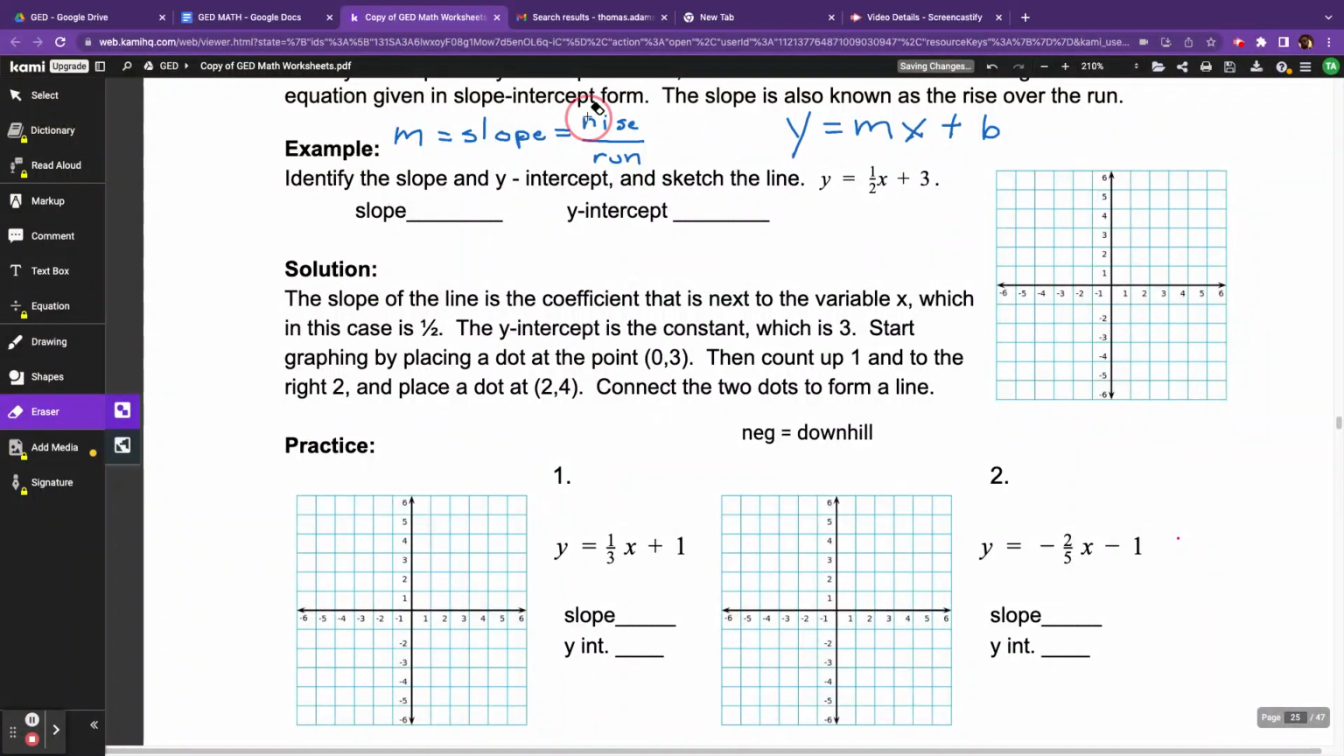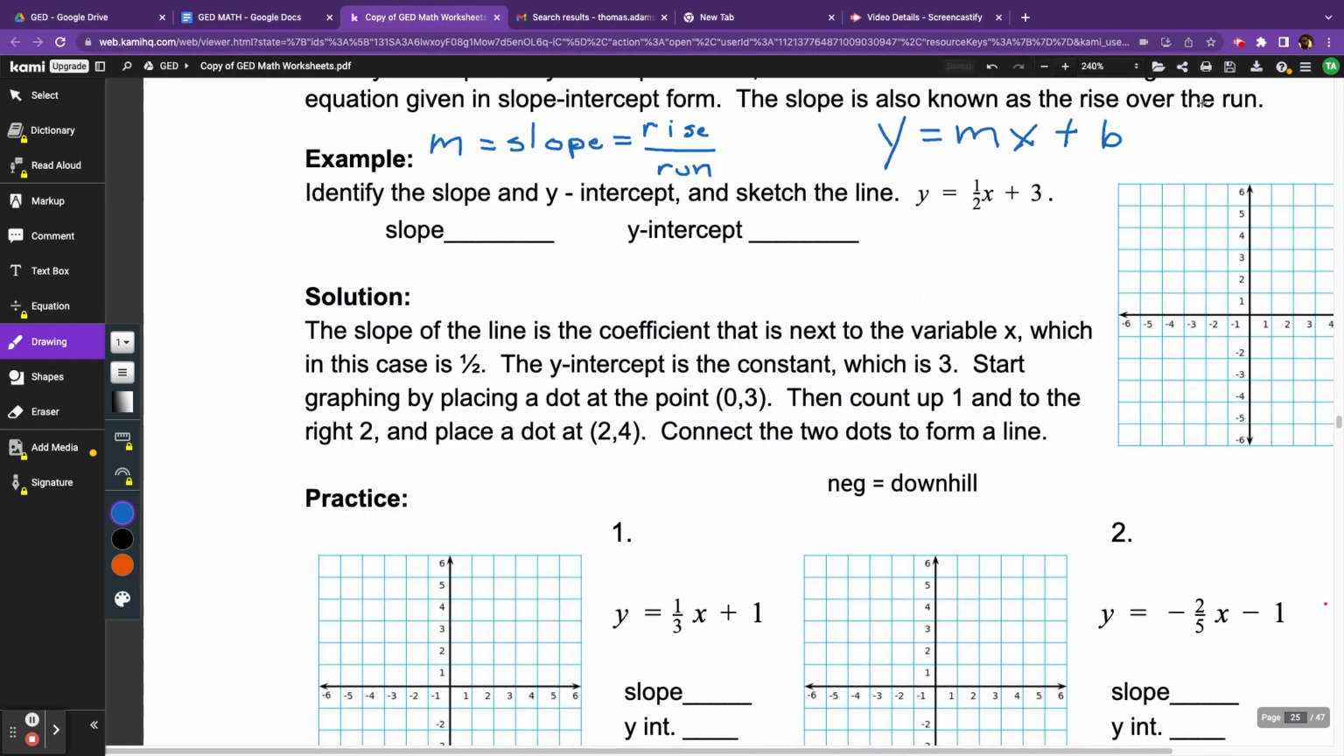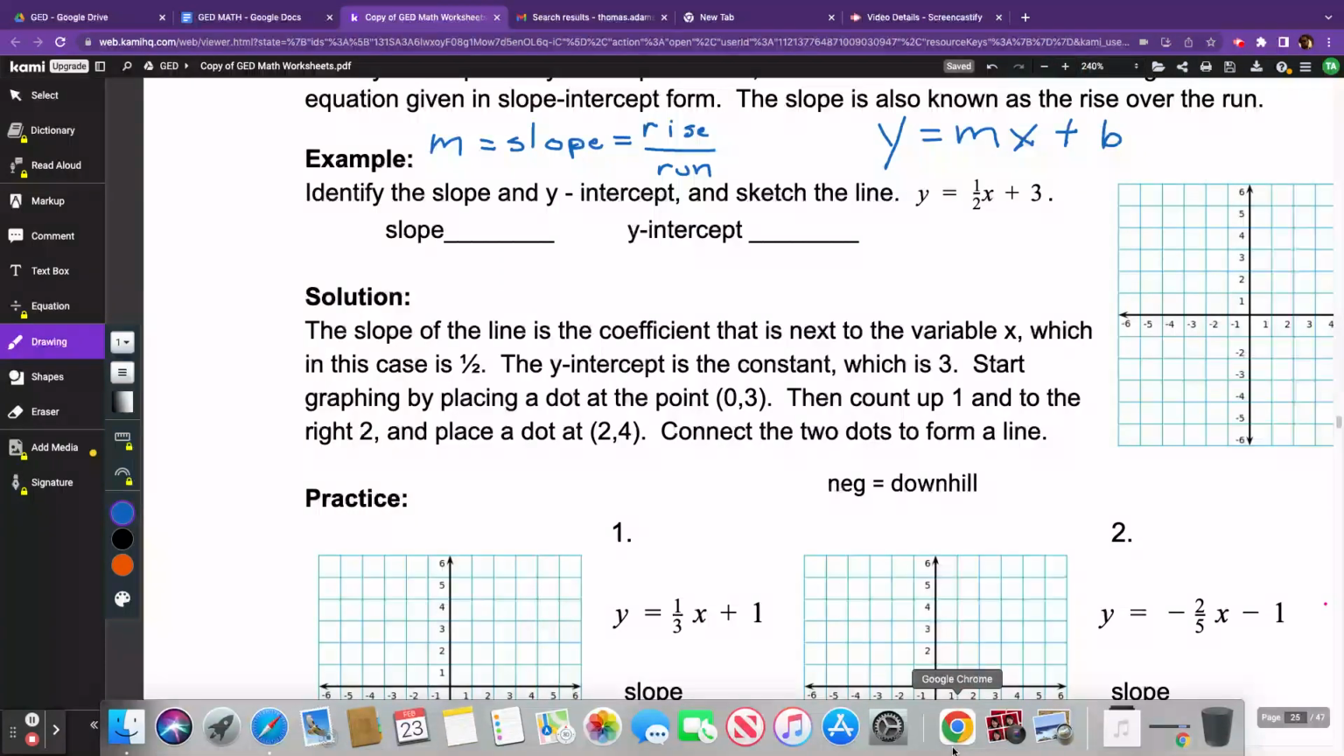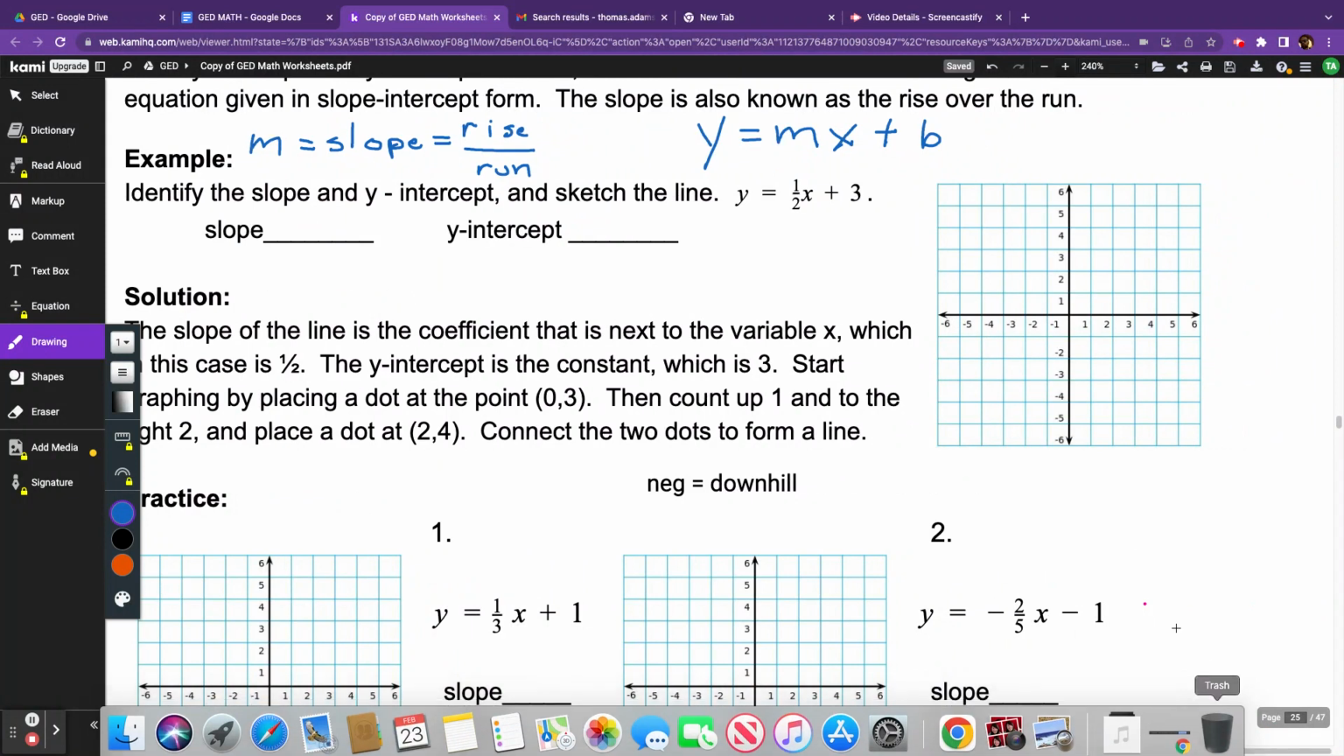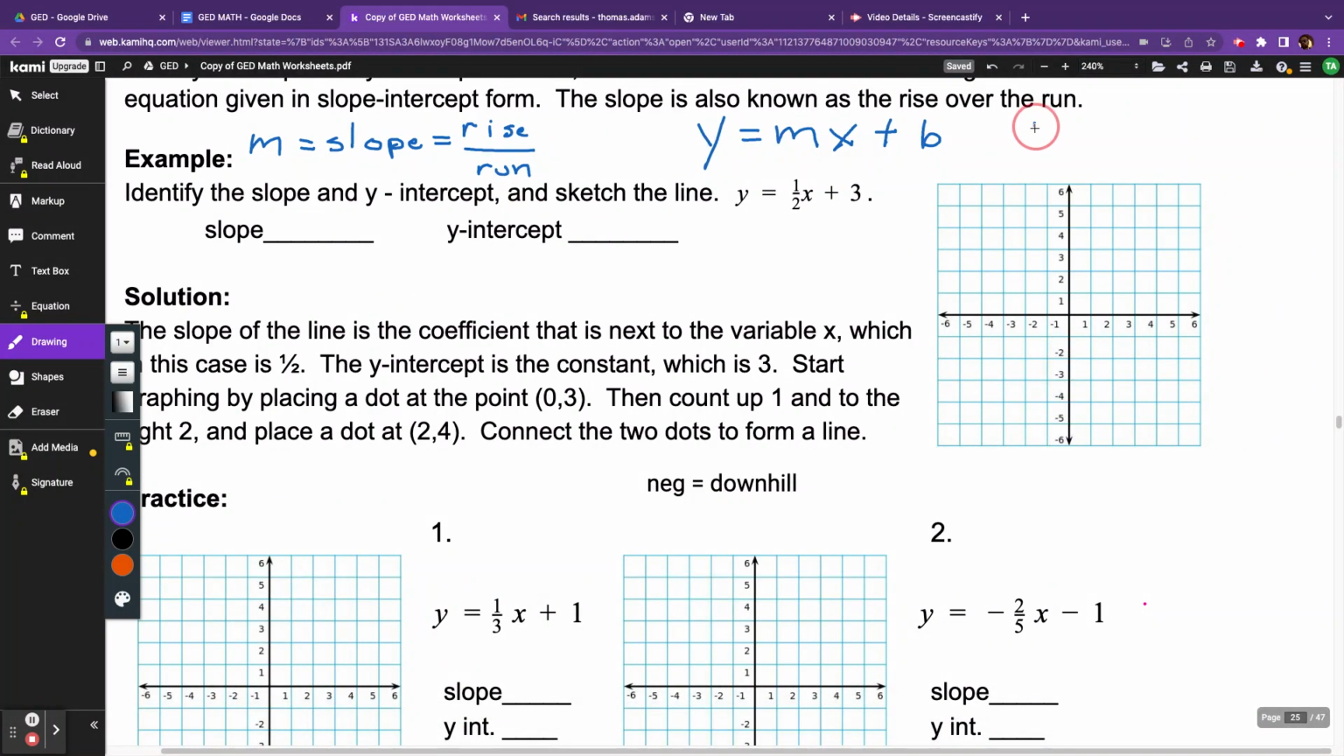So just kind of jot that down. So now b, we'll write this over here to the side. b is what we call the y-intercept. Now that just means that's where it crosses the y-axis.